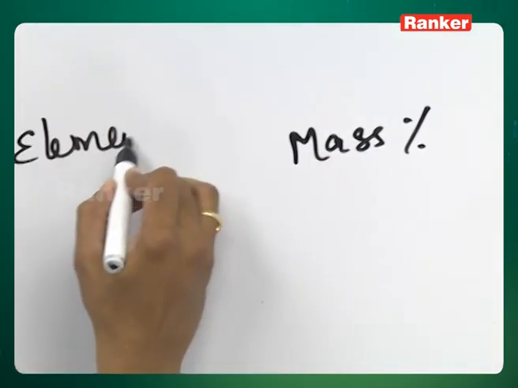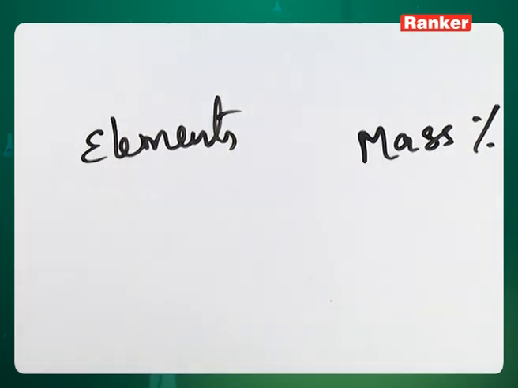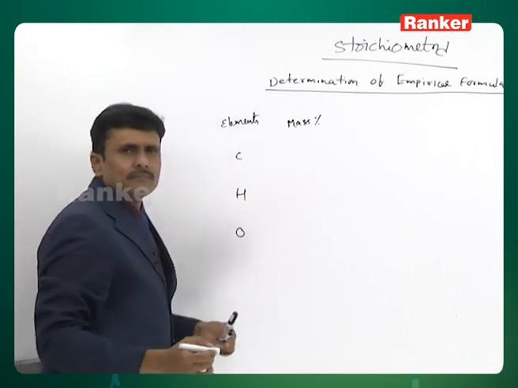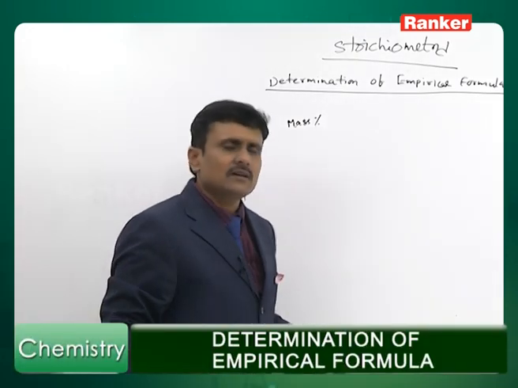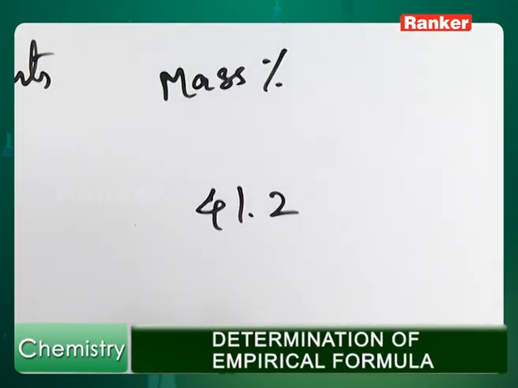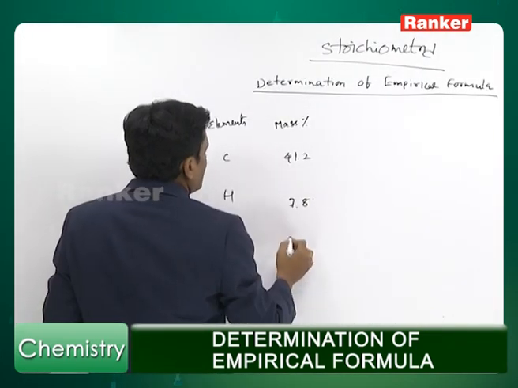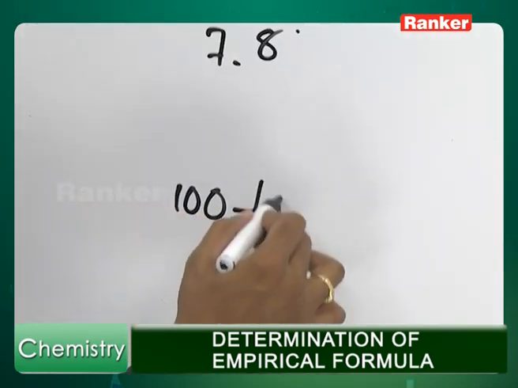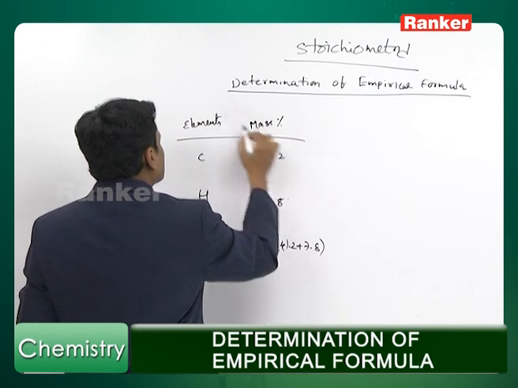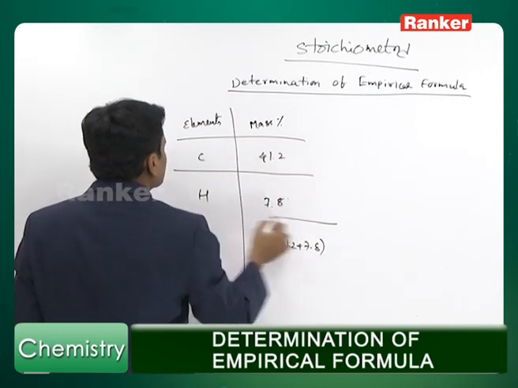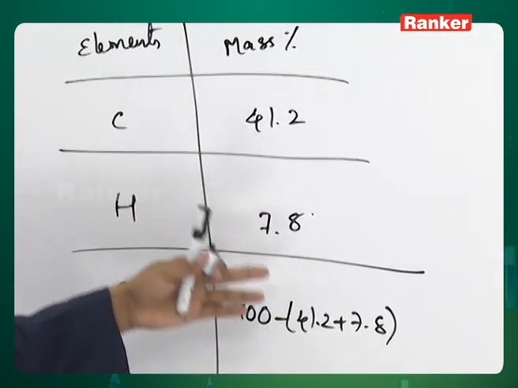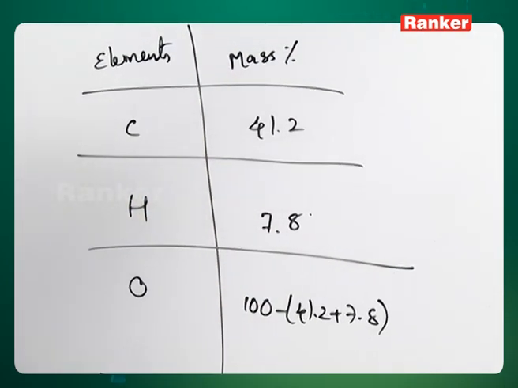Suppose there is a compound having the elements, say, carbon, hydrogen and oxygen, whose mass percentages are given to us as, say, 41.2, 7.8, and the remaining 100 minus (41.2 plus 7.8). Now these are the mass percentages of each element in a given compound. When this data is provided, you can find out the empirical formula.